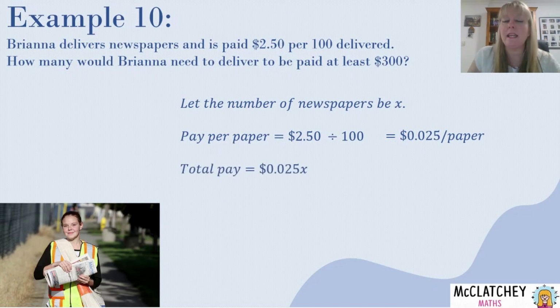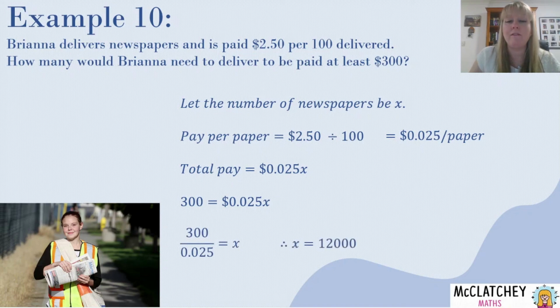So now we're going to set up a little statement here. Her total pay is going to be equal to the 2.5 cents or the $0.025 per paper multiplied by the number of papers, which is X. And we're going to set that total pay to $300 because we want to be at least 300. So now I simply divide both sides of the equation by the amount that she's paid per paper, and I'm going to find that X is equal to 12,000 newspapers.